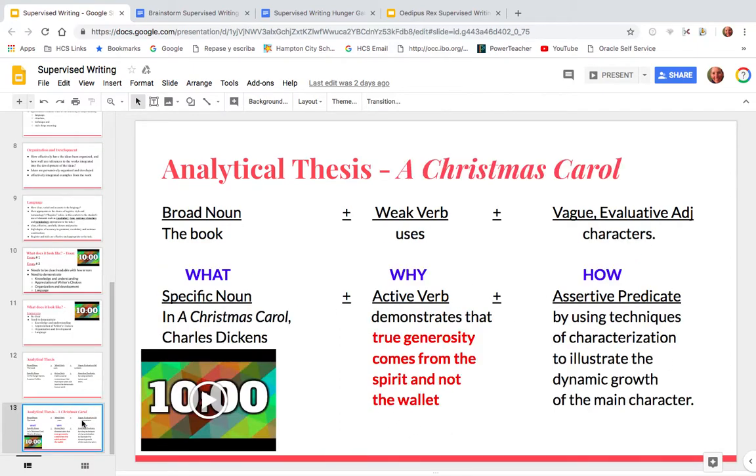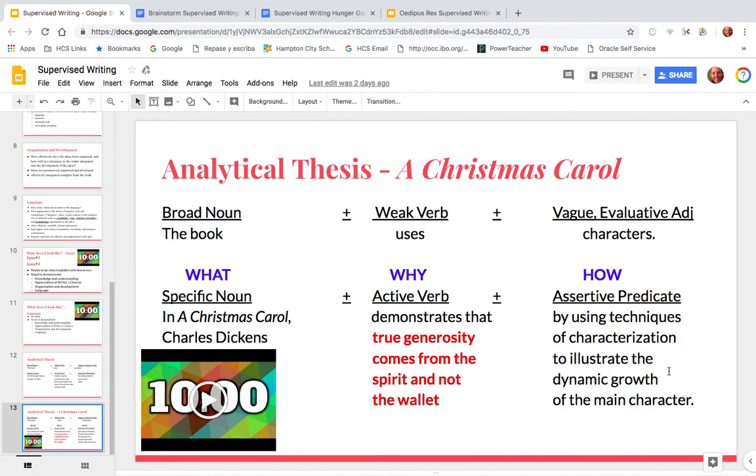So in class on Tuesday, we were talking about getting an original theme and how to do it. So let me show you exactly how to do an analytical thesis from that. The what is, in A Christmas Carol, Charles Dickens. The why, it becomes my theme: demonstrates that true generosity comes from the spirit and not the wallet. And then I create the how, which is the author's choices and what they do, by using techniques of characterization to illustrate the dynamic growth of the main character.